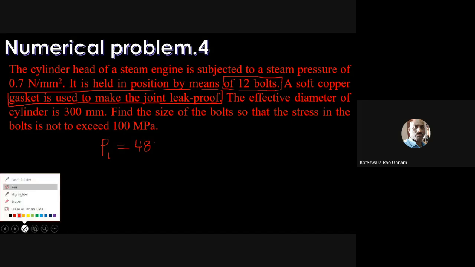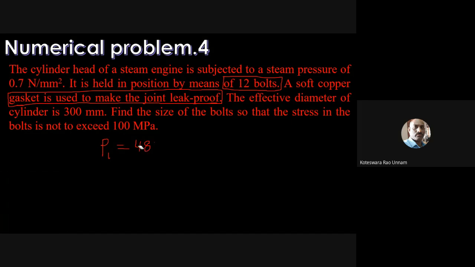So now, first we need to find out the initial load. Initial load is straightforward, because since it is a fluid tight joint, your P1 is nothing but 2840 D, where D is the nominal diameter. (Sorry, it is not 4820, it is 2840.)